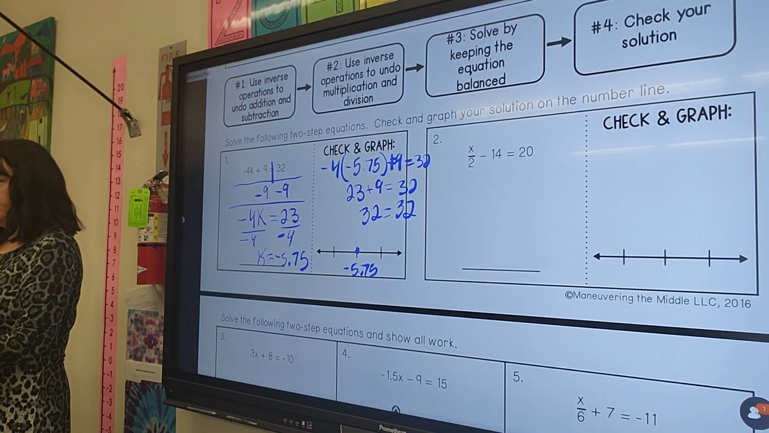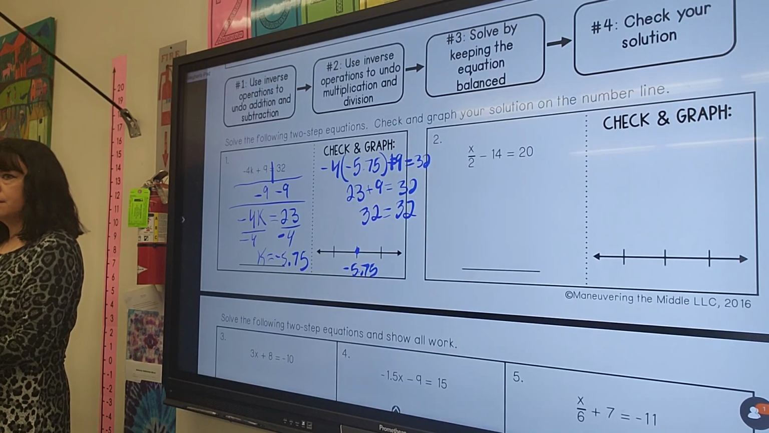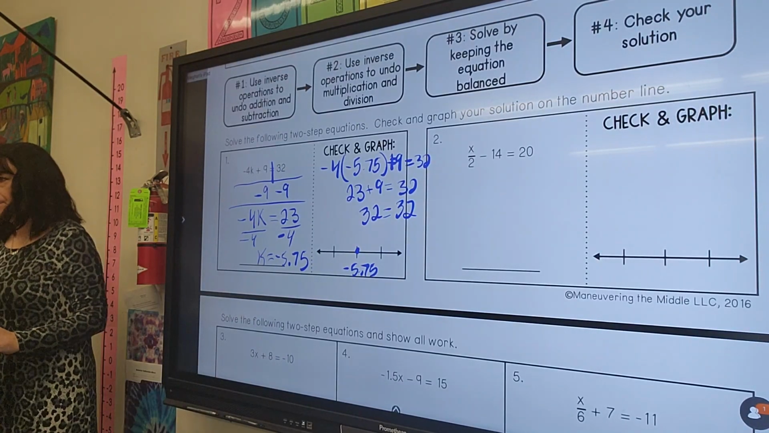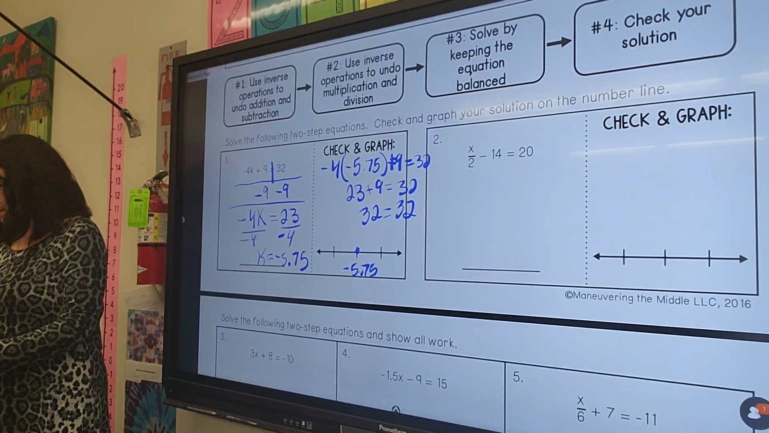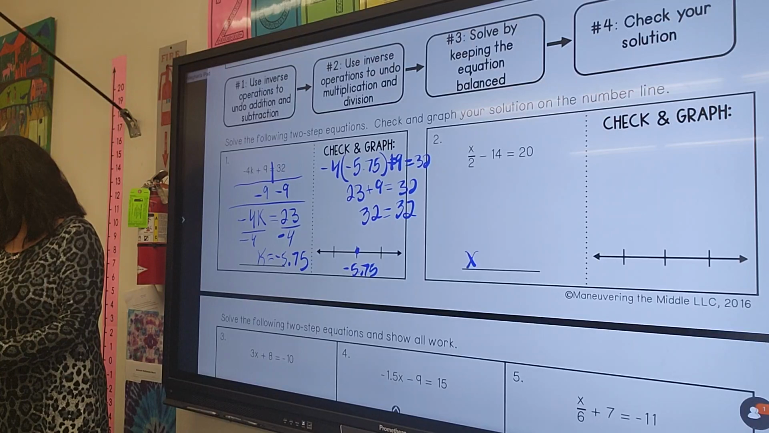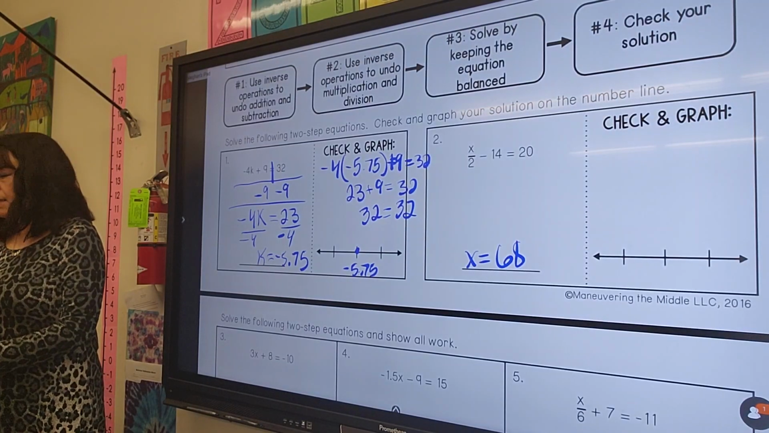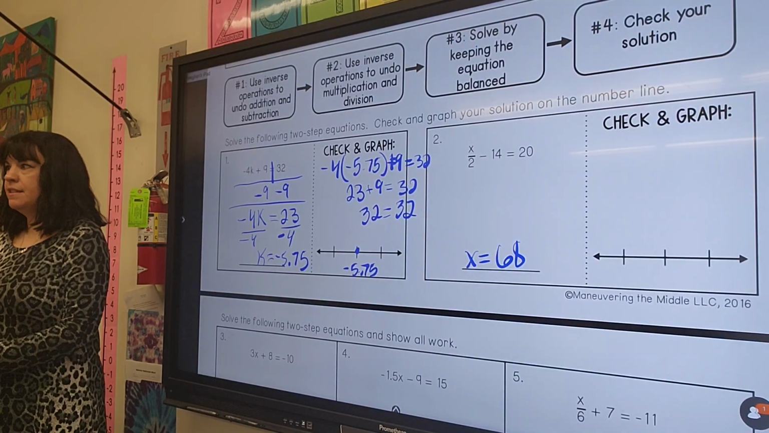Is anyone still working on number 2? Who wants to tell us the answer? Grayson, your hand came up first. x equals 68. Good job. So, did everybody get that for an answer? No?